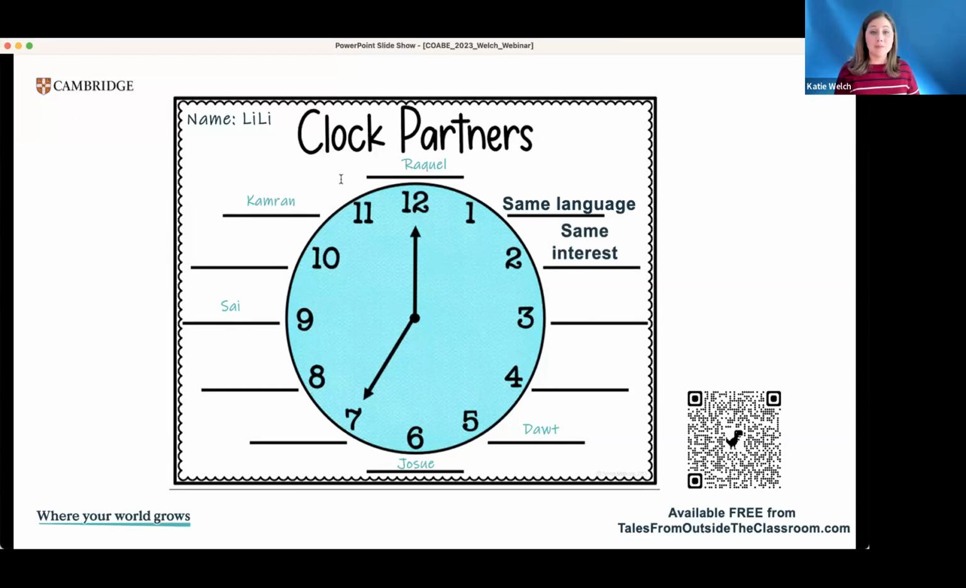You can do number 2, 2 o'clock, it might be same interest, everyone that likes soccer or Pokemon or something, whatever it is that they're interested in. Or maybe they're working in the same career, maybe the same field.